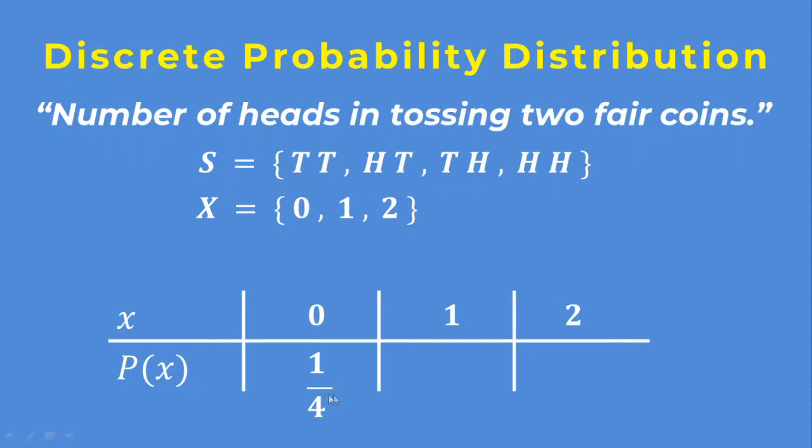So magiging siyang 1/4. Ito man sa 1, itong dalawang ito lang yung may isang head. Pareho silang may tig-isang head. Out of 4. So ang probability niya is equal to 2/4 or 1/2. So ito namang 2, isa lang din siya. So 1/4 din siya.